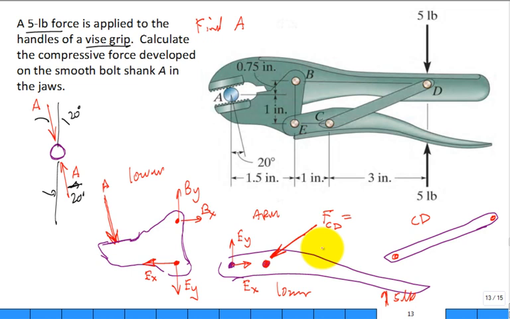Do the moments around point E, right? So in the interest of time, if we do the moments around point E, you'll find that this is 39.7 pounds. Sum of the moments around point E equal to zero for that member gives us one equation, one unknown. Here's a little bit of an observation.